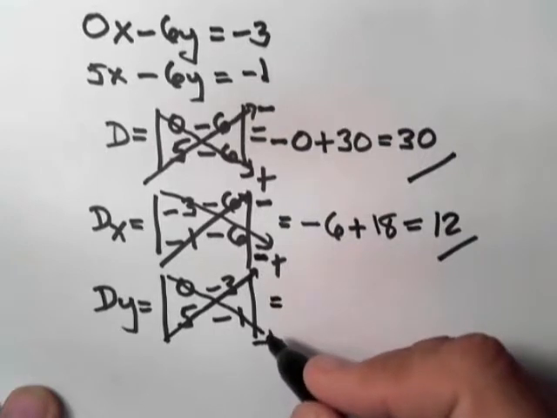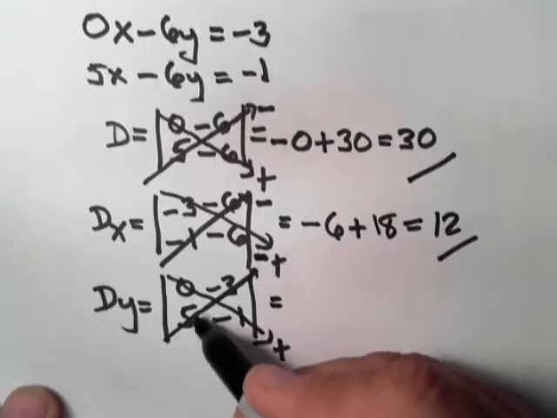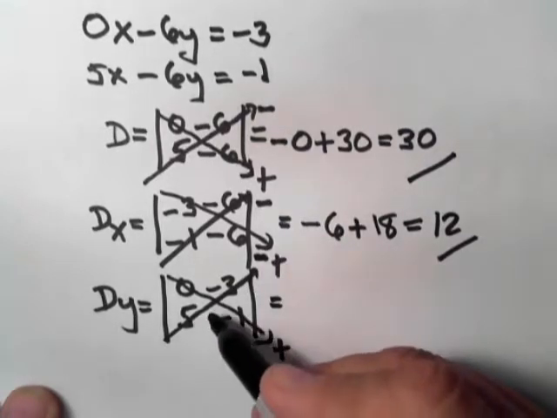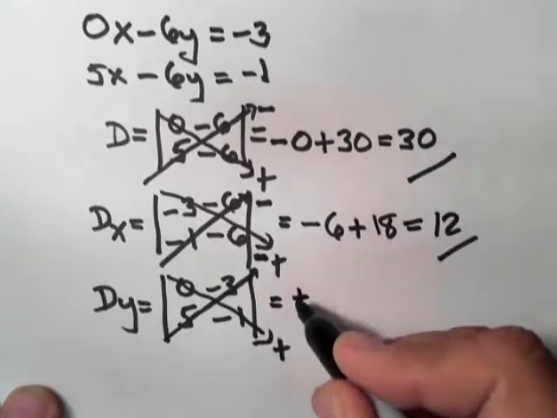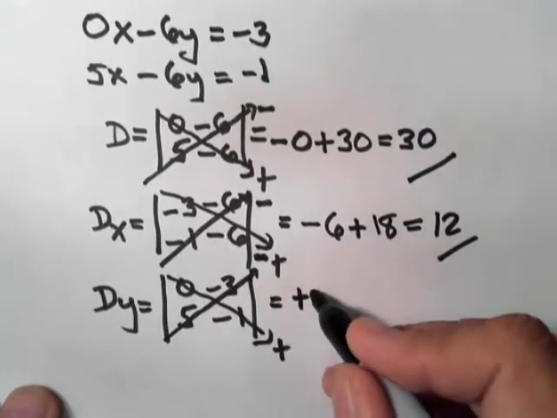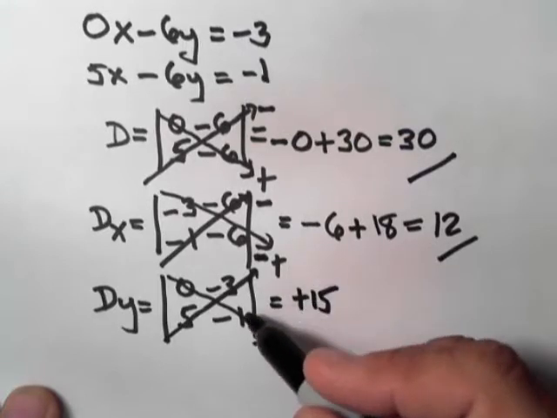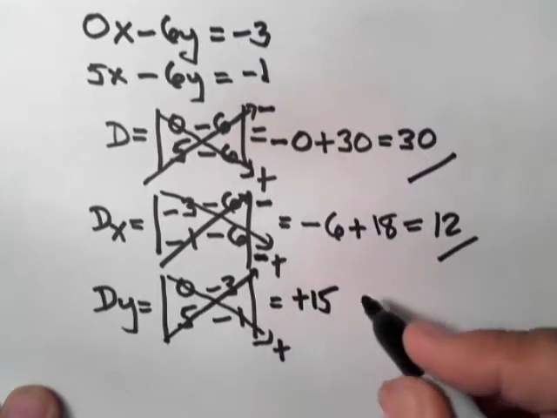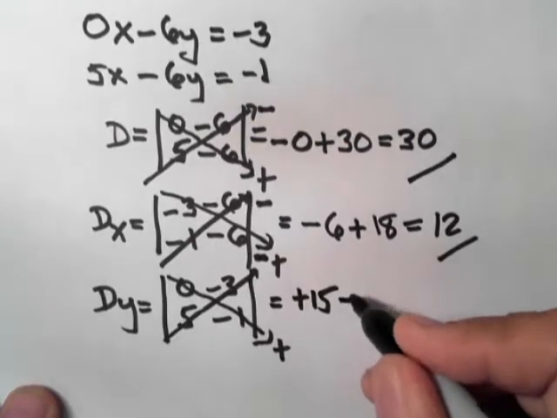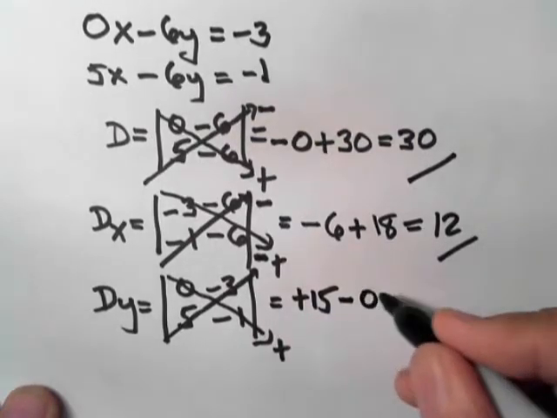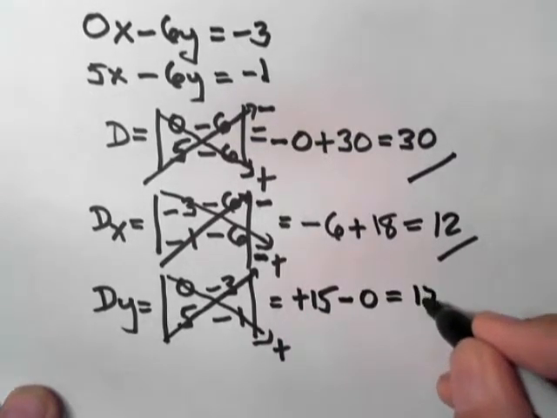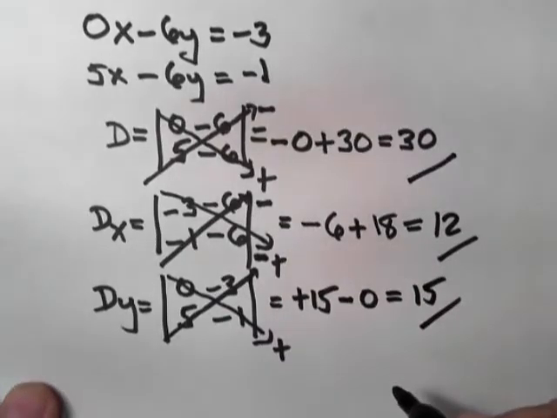Okay, let's figure out what we got. We'll do the upper guy first here. Two minuses give me a plus, so 3 times 5 is 15. Going downward here, I only have one minus, so it's negative, and 0 times 1 is 0, so this is positive 15. There's our D sub y.